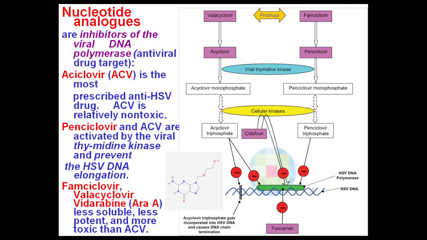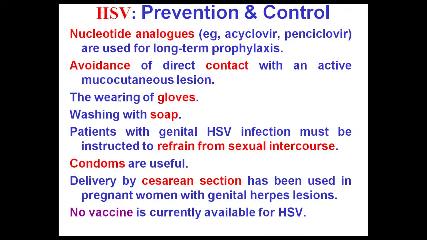You can see here that this process will be stopped by these two types of anti-herpes virus drugs. So some other types like famciclovir, valacyclovir, vidarabine, they are less soluble, less potent, and more toxic than acyclovir. By now, it is considered as the best drug against HSV1 and 2.